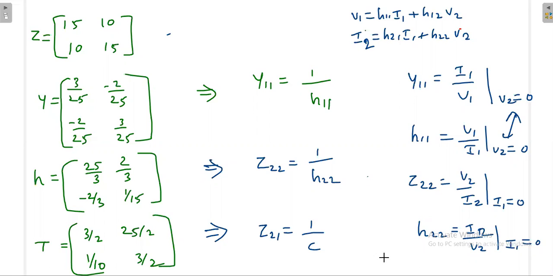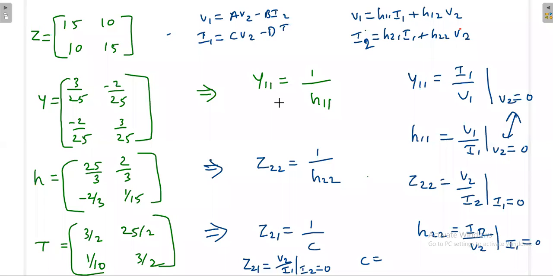Then what is Z21 first? Z21 is equal to V2 divided by I1. Again, this is an impedance parameter, an open circuit parameter, so at that time I2 is equal to 0. In this way, I will calculate Z21. Then how will I calculate C? To know C, we have to write the base equations: V1 is equal to A V2 minus B I2, and I1 is equal to C V2 minus D I2. Then what is C? C is equal to I1 divided by V2 under the condition I2 is equal to 0. In both cases I2 is 0, but this is V2 by I1 and this is I1 by V2. So I can write Z21 is equal to 1 by C. I can relate like this.